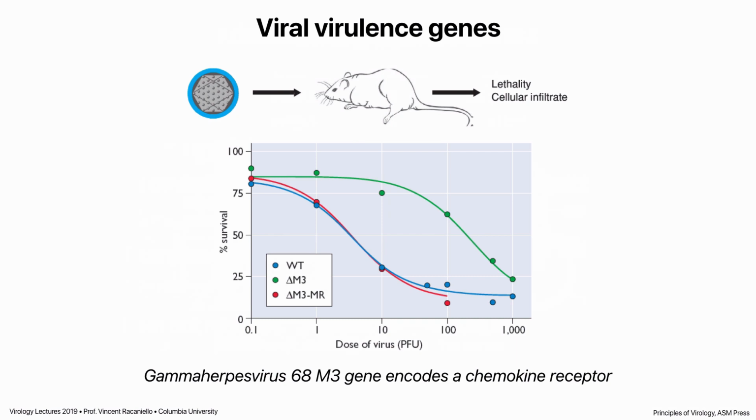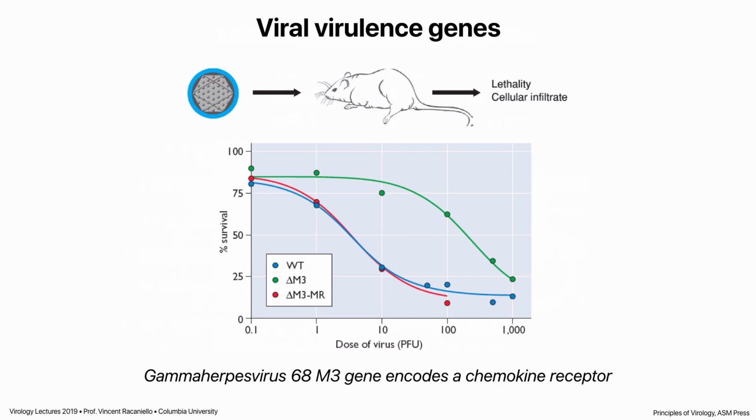This is a mouse herpes virus, but it causes disease in mice, so we use it as a model to try and understand the human disease. And the gene called M3 encodes a soluble chemokine receptor which is produced in infected cells. It's secreted and it binds up all the chemokines that are specific for it so they don't have any pro-immune effect. So here we're looking at percent survival.